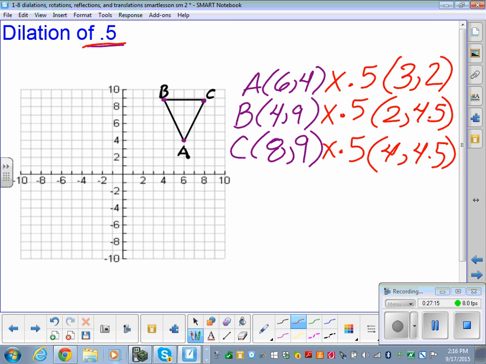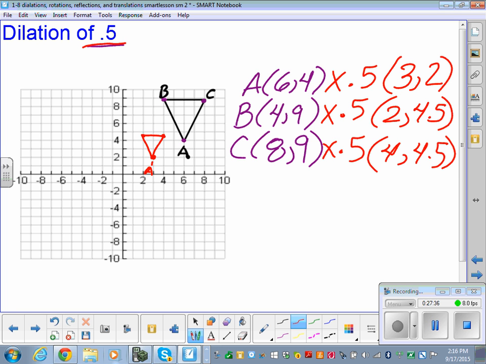So I go over 3, up 2. And that's A naught. And then I'm going to go over 2, up 1, 2, 3, 4 and a half. So I'm going up a half. And then I'm going over 4, up 4 and a half. Does everybody see I went up a half? Yes.